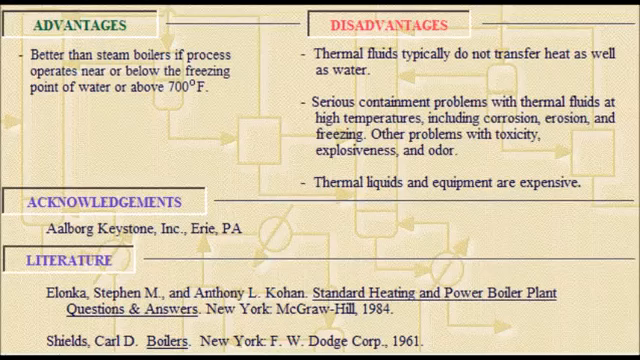Thermal liquid heaters are better than steam boilers if the process operates near or below the freezing point of water or above 700 degrees Fahrenheit. Thermal fluids typically do not transfer heat as well as water. There are serious containment problems with thermal fluids at high temperatures, including corrosion, erosion, and freezing. There are other problems with toxicity, explosiveness, and odor. Thermal liquids and equipment are expensive.